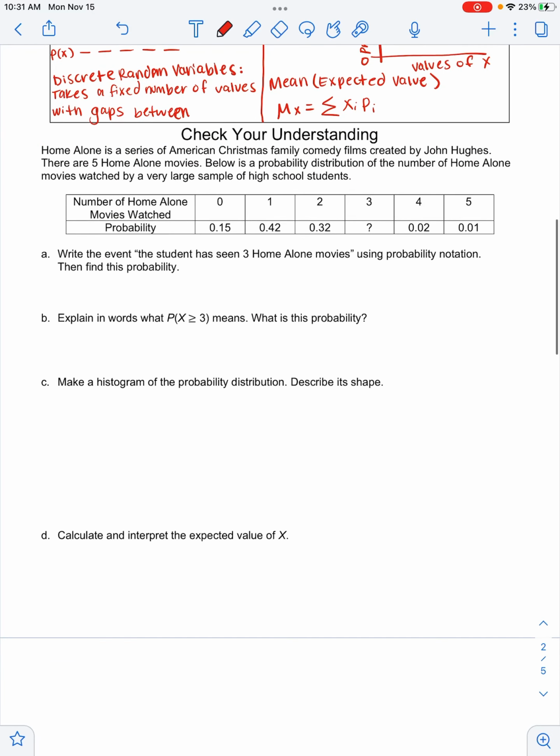All right, so take some time to do the check your understanding, and a key will be posted for that later on.